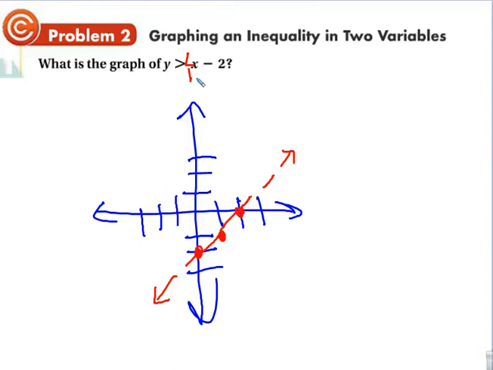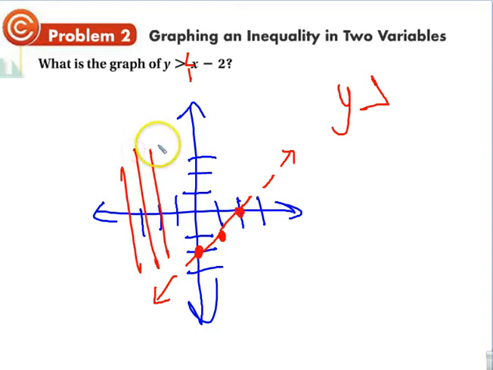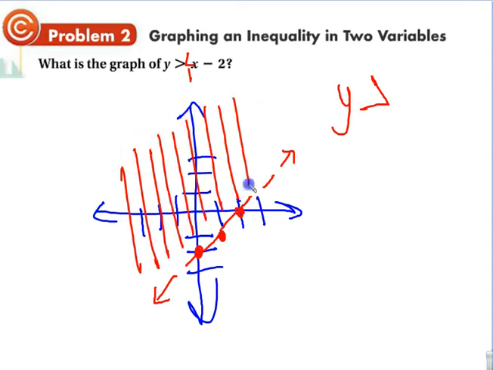Now, here's where it gets a little tricky for some people. Look at the inequality. It says greater than. Where is y bigger than? And then what we're going to do is we're going to pretend like this x is not here. Where are the y's bigger than -2? Okay, just thinking about the y-axis. Think about the y-axis. Where are the values of y bigger than this point? They are bigger going in this direction, going up. So what I'm going to do is I'm going to shade everything up here.